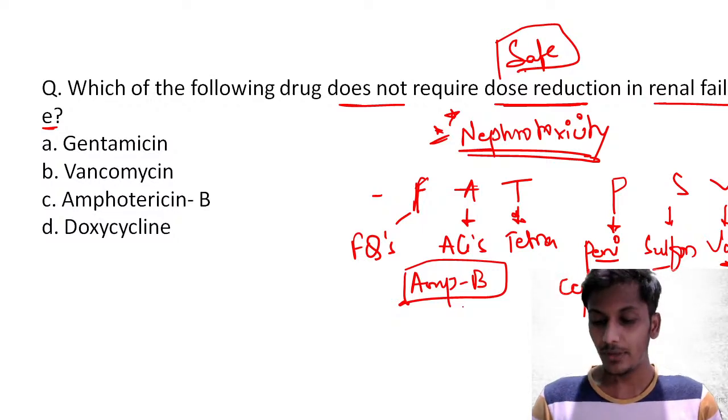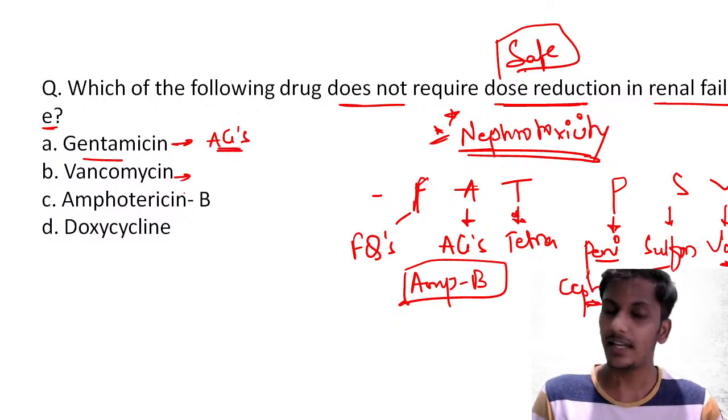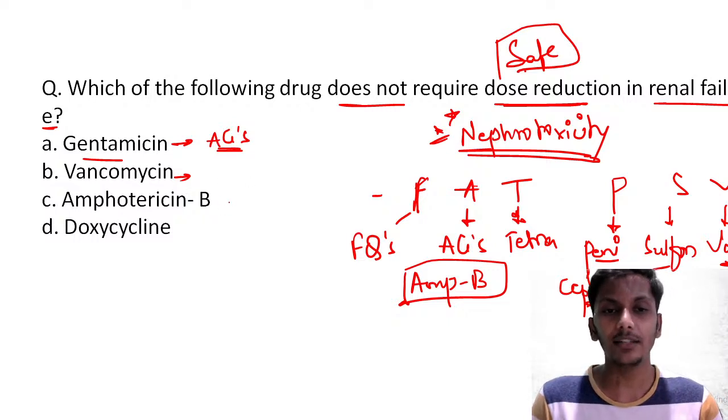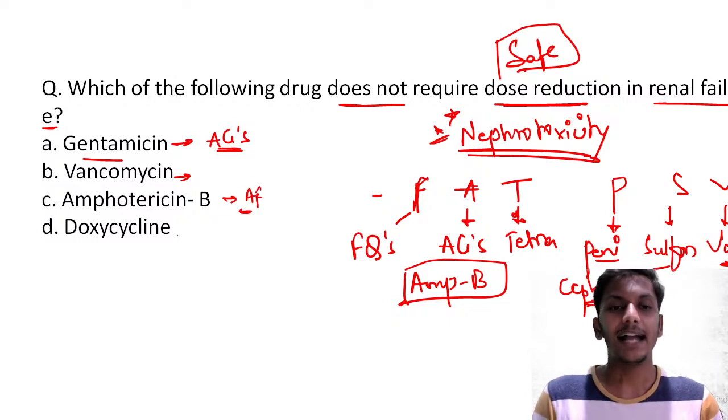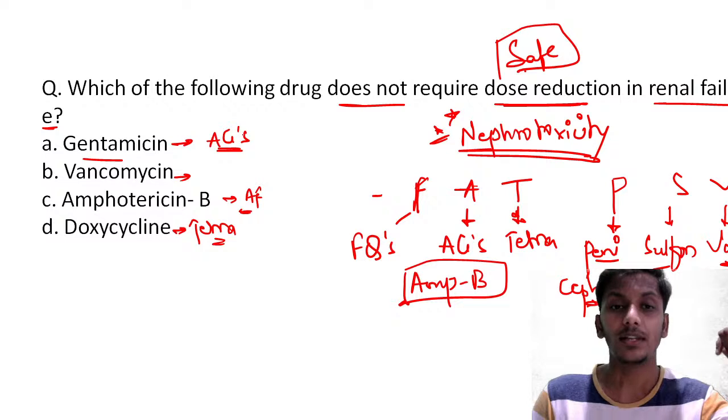Till that time, now let's come to the group of these drugs. Let's understand the group of these drugs. Gentamicin belongs to which group? Gentamicin belongs to aminoglycosides. Vancomycin is a cell wall synthesis inhibitor that we have seen. Amphotericin B is an antifungal drug, and doxycycline is a tetracycline group of drug. Okay, important one. Now let's see which are nephrotoxic groups.